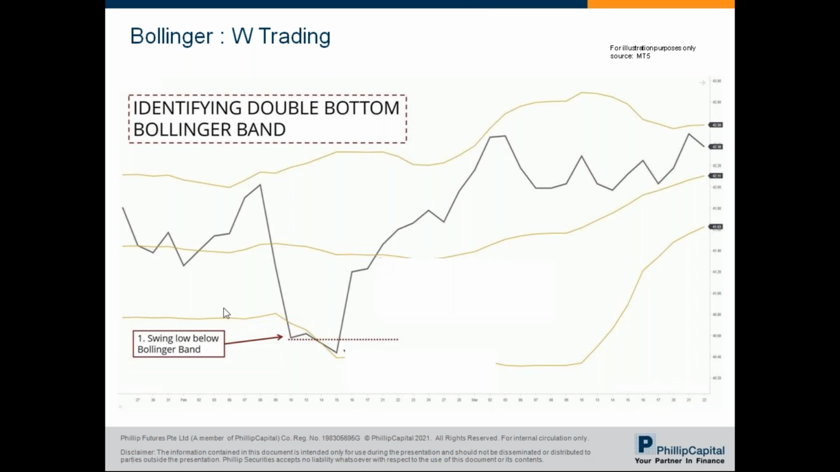So this is the first swing low here. It breaks below the Bollinger Band. This is a very good signal that prices may have reached bottom, and subsequently the second low. But preferably the second low is within the lower band. So this is the second condition. Then the prices rally, cross above the moving averages, and continue to rise.